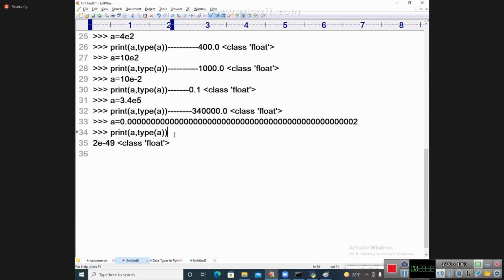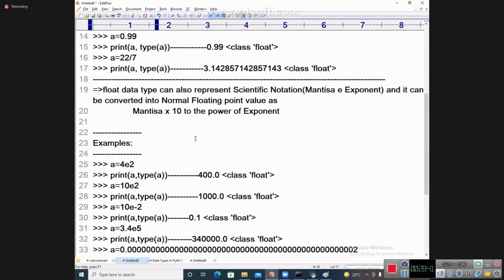See that such a big number is represented as such a small number. Python environment is mentioning it. It's great. Now I'm writing the advantage of scientific notation.